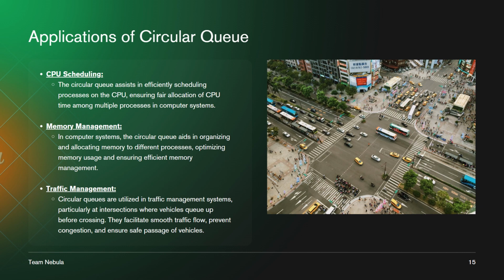Now, let's explore some real-world applications of the circular queue. You will be amazed to see how versatile this data structure is. One significant application of the circular queue is in CPU scheduling. In computer systems, the CPU has to manage multiple processes that need to be executed at once, right? So, the circular queue helps in efficiently scheduling these processes, ensuring that each one gets its fair share of CPU time.